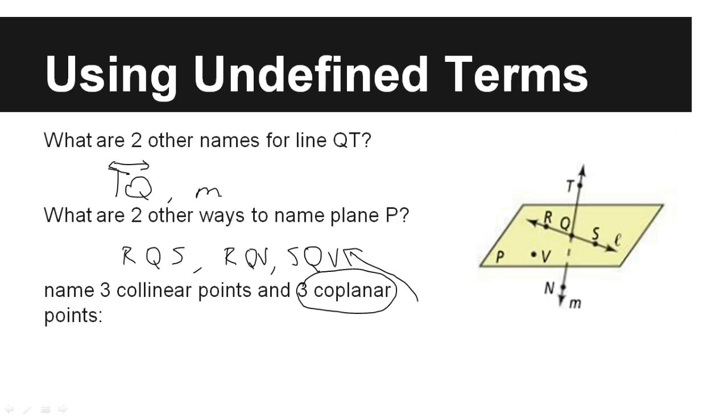So we've got RQS here, and we've got TQN, those two lines there. Those three points can be used however you'd like, because there are two sets of collinear points. So RQS is one option, and TQN is our other option.